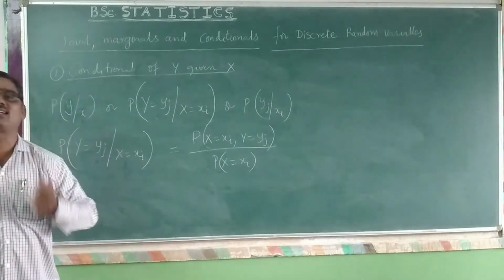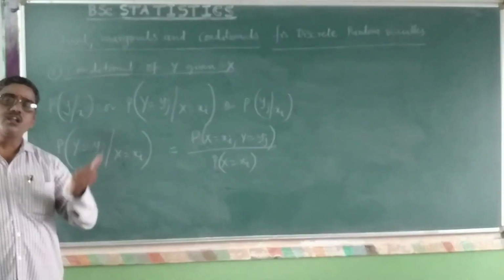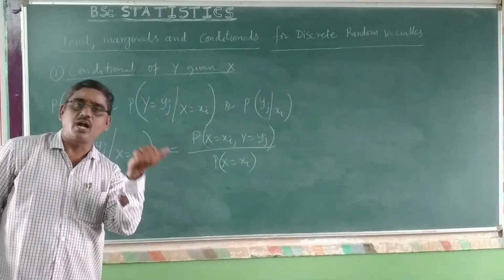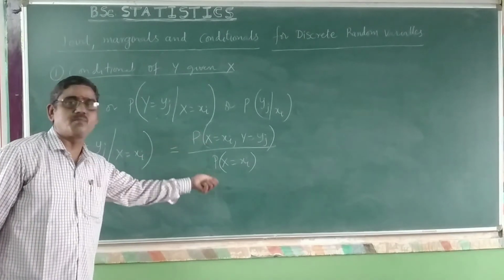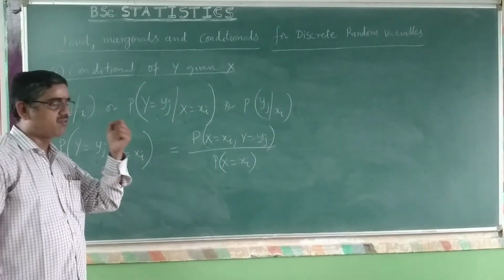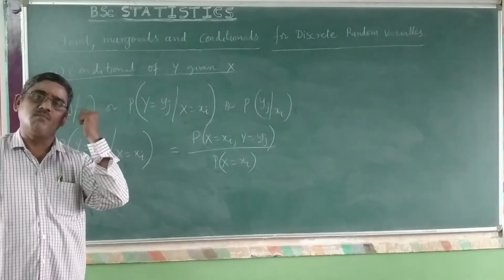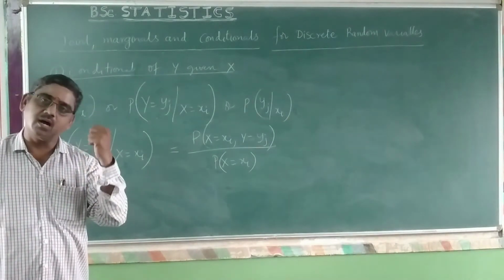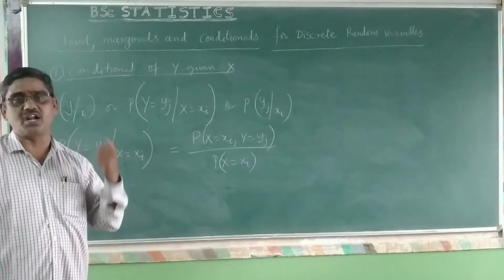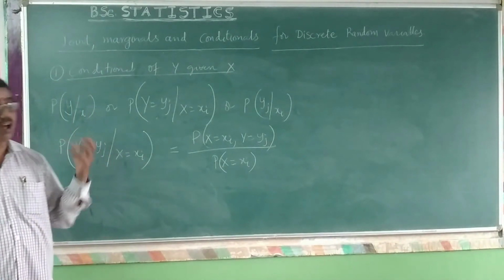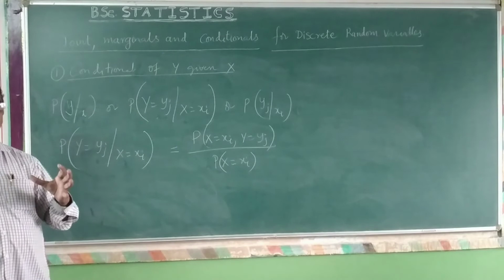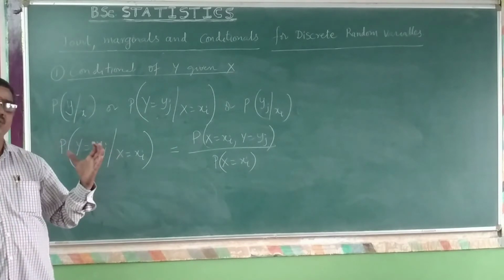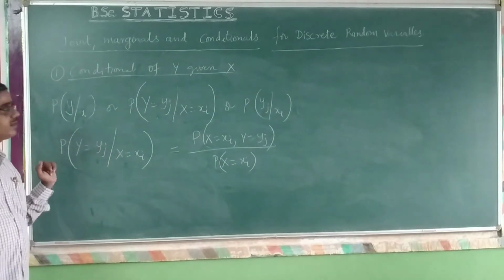If you recollect the formula of conditional probability of A given B, it's nothing but probability of A intersection B divided by probability of B. So if you recollect the conditional probability formulas, it's enough to identify. Please remember the formula of probability of A given B.